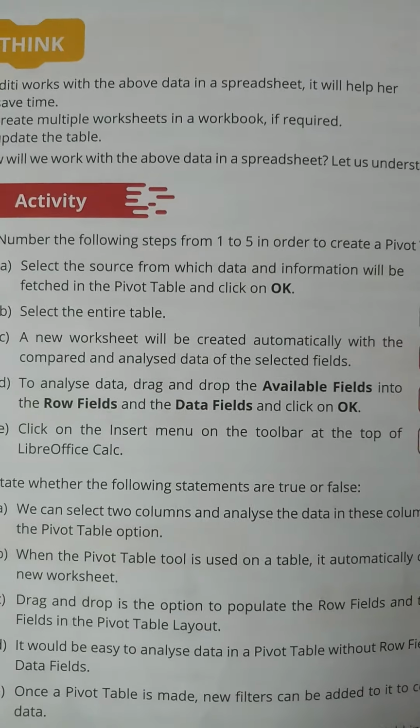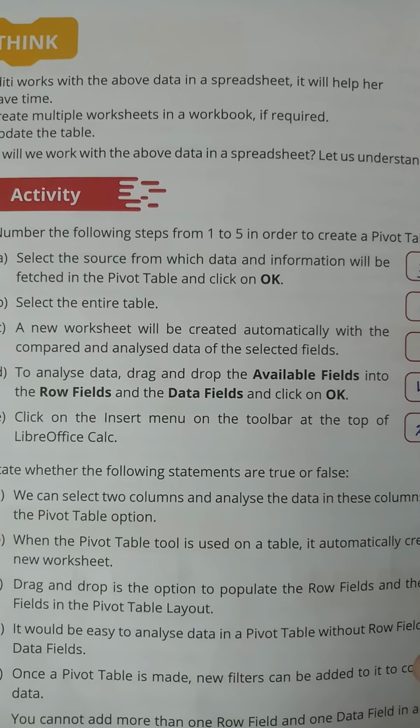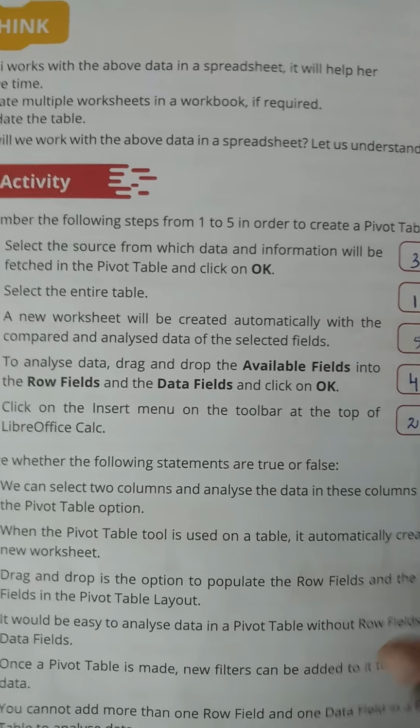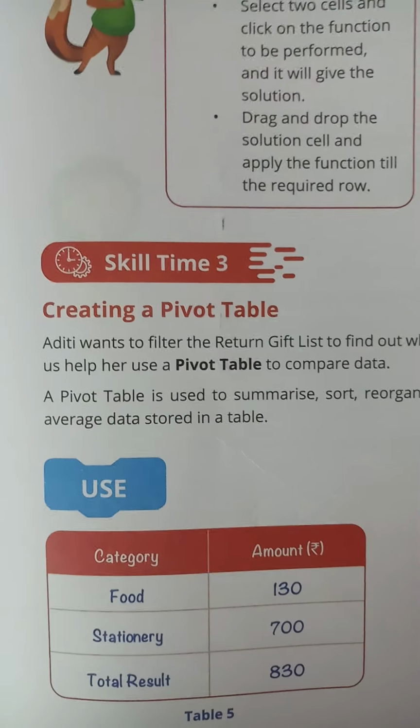And the fifth one is a new worksheet will be created automatically with the compared and analyzed data of the selected fields. At last, your table 5 will be created automatically. Okay, this is the procedure.